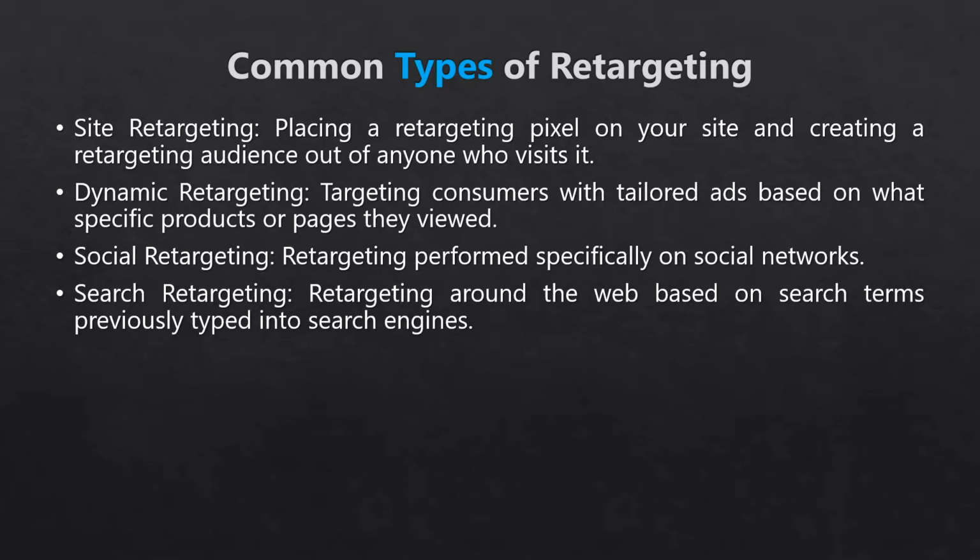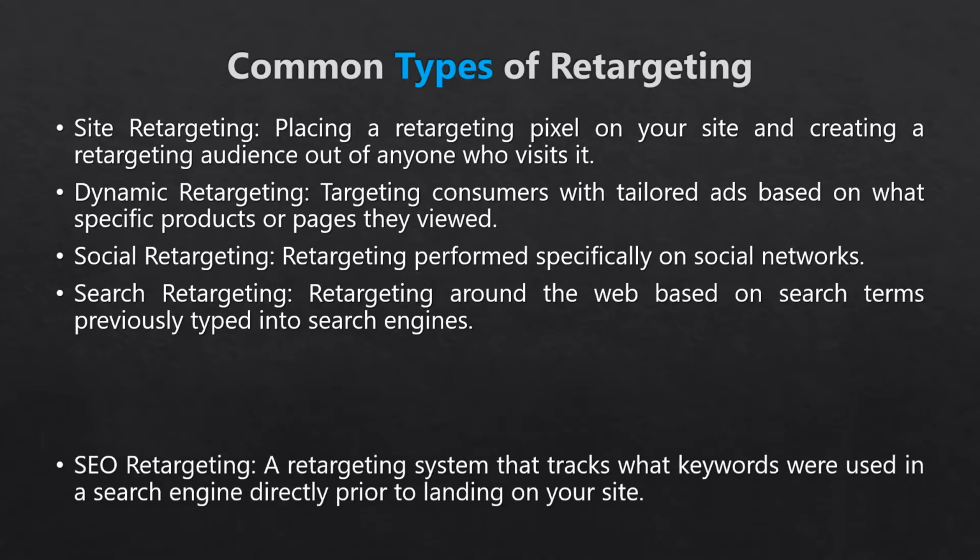Then there's search retargeting. Search retargeting is a little different from the other types of retargeting in this list in that it doesn't rely on a pixel being installed on your web properties. Instead, it follows people around the web based on what keywords they previously placed into search engines. This shouldn't be confused with search engine marketing or search advertising, which simply places ads inside the search engine results. Rather, this targets people based on their search terms, but then follows them all around the web after they leave the search engine results.